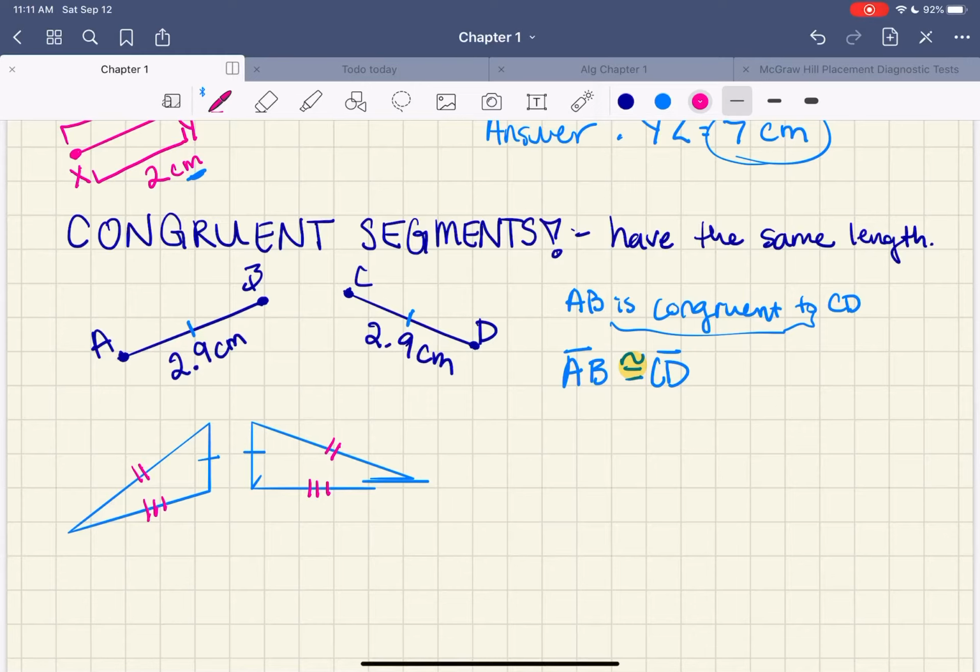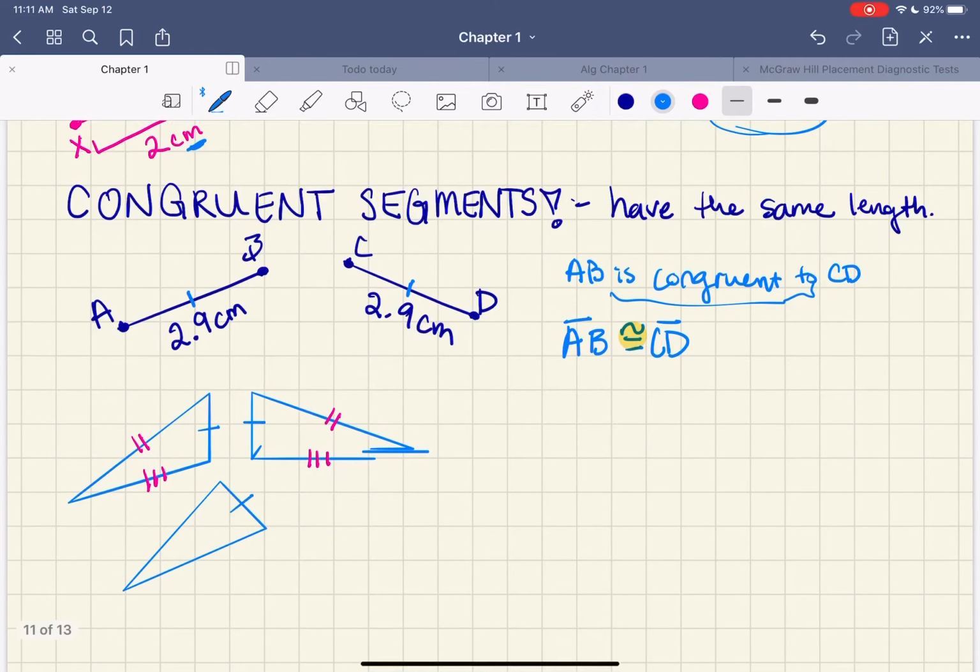The other thing that I want you to know is that these don't have to be in pairs. So I could have in my drawing this other picture or a piece here, I can have three things that are congruent to each other. It's not like they have to be like, oh, we're a couple. So you can have any number of things be congruent to others.